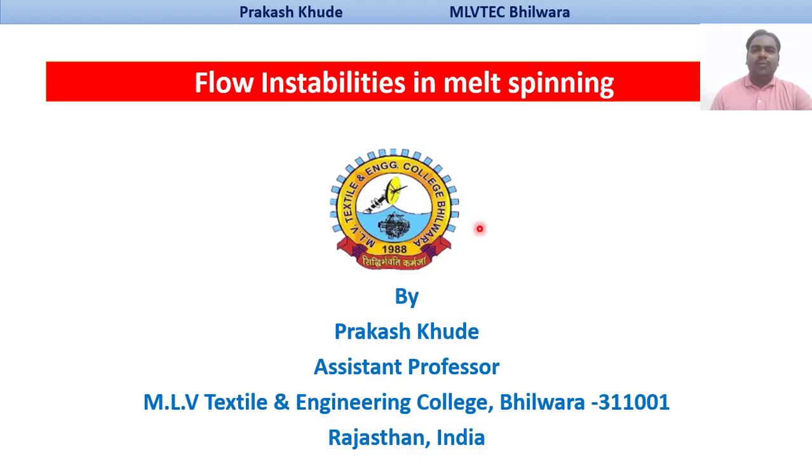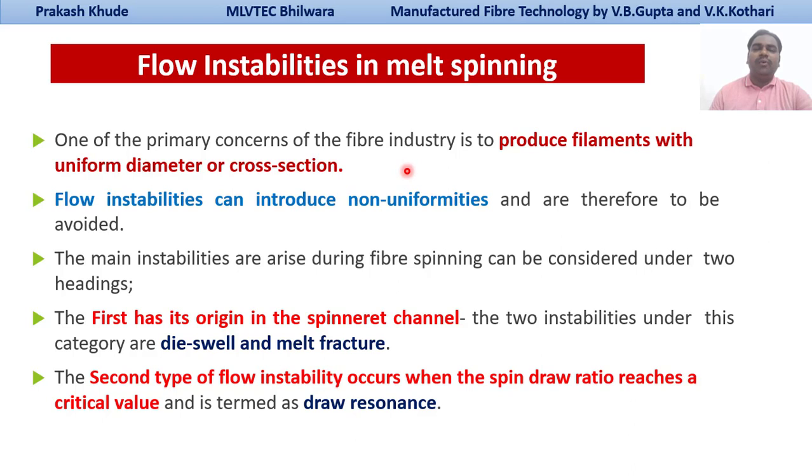Today we'll basically talk about what flow instabilities are there in melt spinning. One of the prime concerns in the fiber industry is to produce filament with uniform diameter and cross sections. These flow instabilities can introduce non-uniformity in the fiber or filament cross section or diameter, and therefore they need to be avoided.